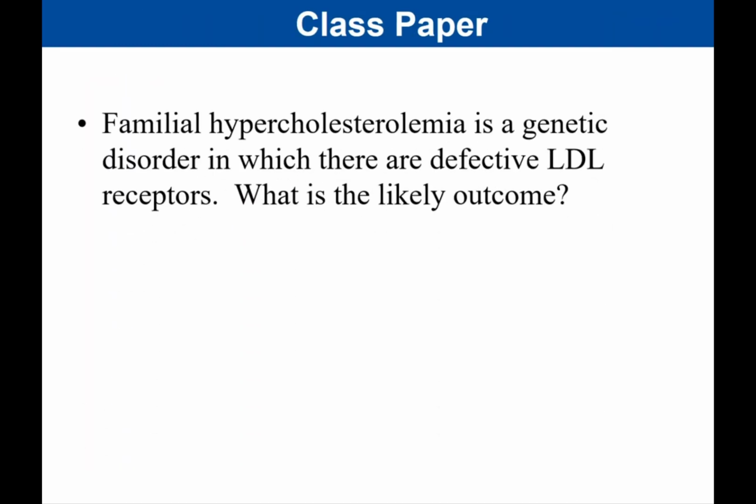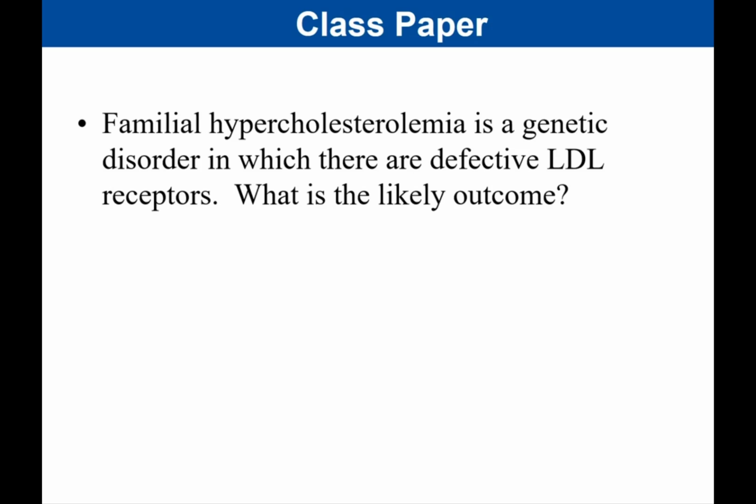So, class paper for you. Familial hypercholesterolemia is a genetic disorder in which there are defective LDL receptors. What is the likely outcome? So think about it for a minute. Okay, what would happen if somebody was born with defective LDL receptors? What would be the result? So I want you to think about it for a minute, and then you're going to pause it while you're thinking. And when you're ready, go ahead and push play.